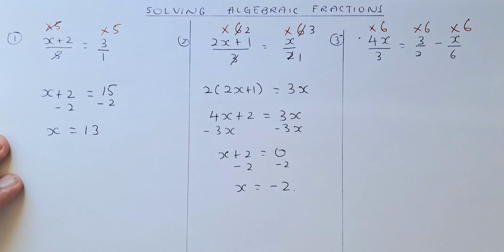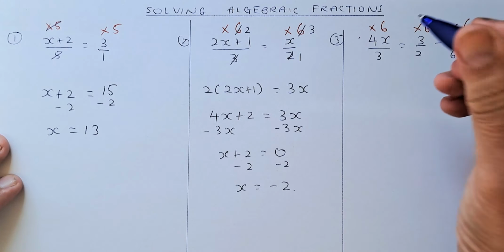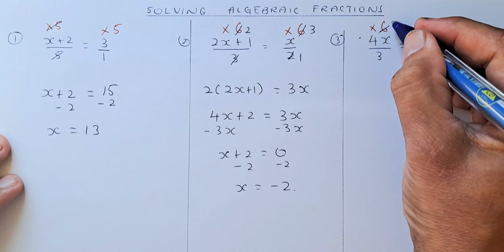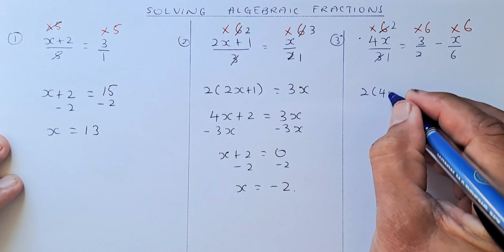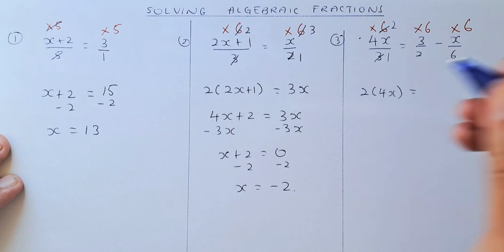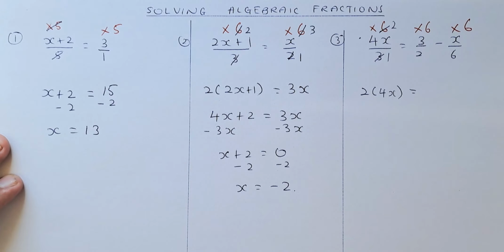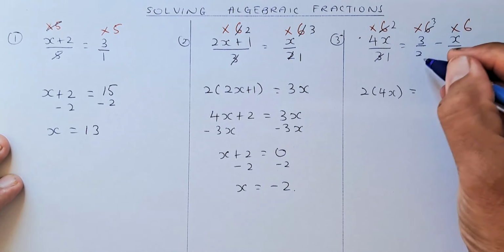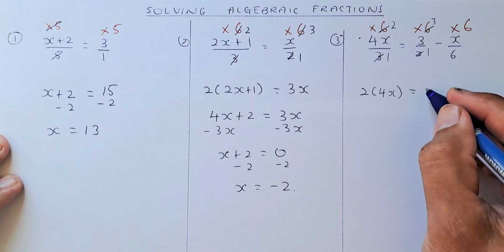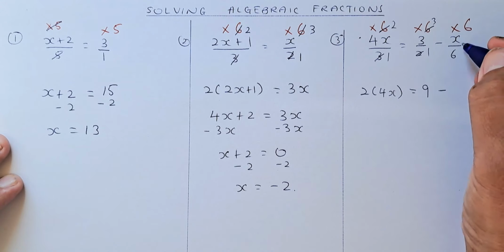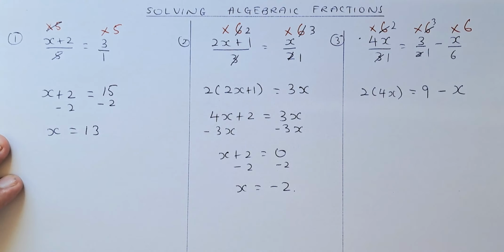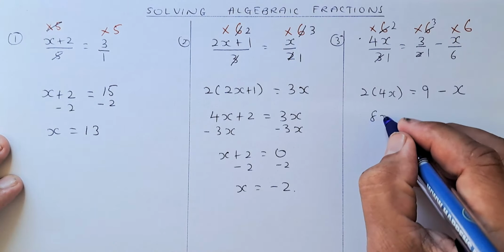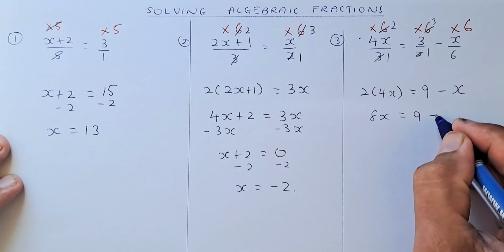So when you multiply by 6 in the first term, 6 divided by 3 is going to be 2 over 1. So it's going to be 2(4x). And then on the other side, 6 divided by 2, you cancel them out, it's going to be 3 over 1. So 3 times 3 is going to be 9. And then 6 over 6, it just cancels out, so minus x. So now you're going to simplify the equation. So 8x = 9 - x.